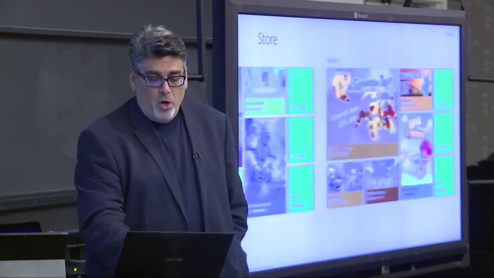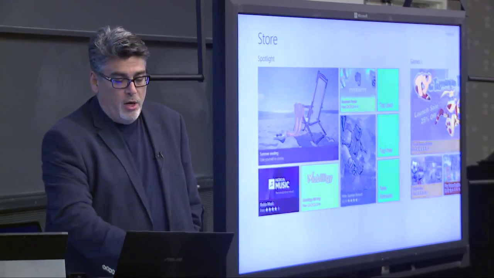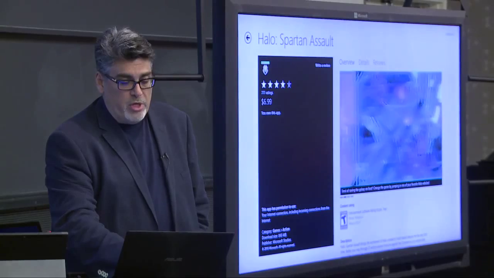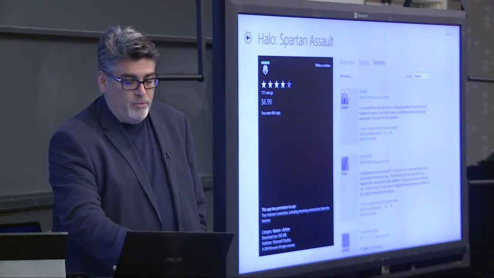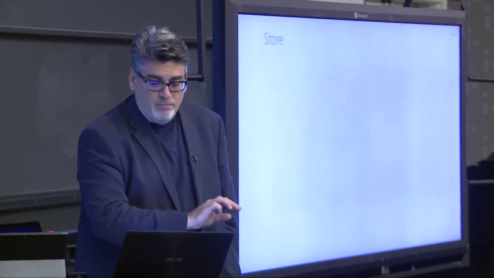So now I'm in the store, and if I was interested in purchasing Halo Spartan Assault, I could go in here and I could check it out. I could see the different screenshots. I could look at reviews and so on, and I could choose to purchase it, which in this case I already have, so it knows that.